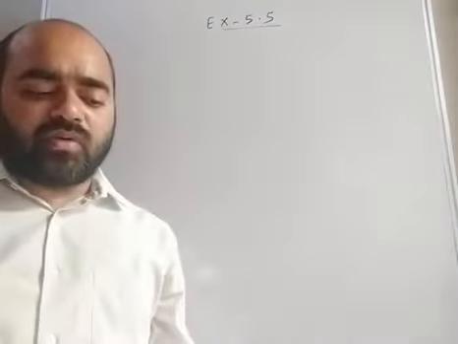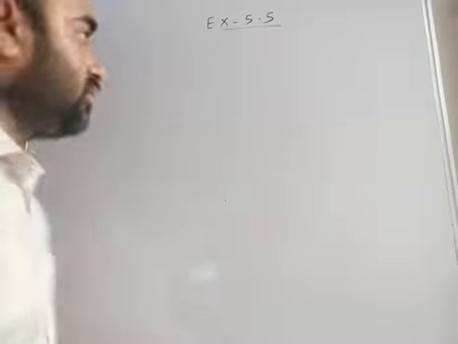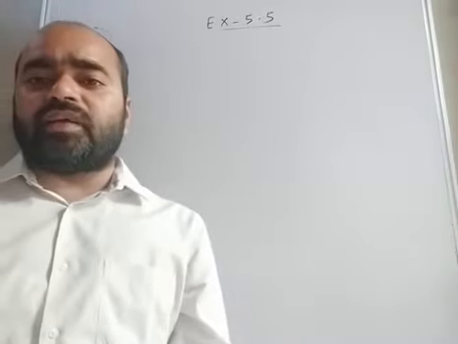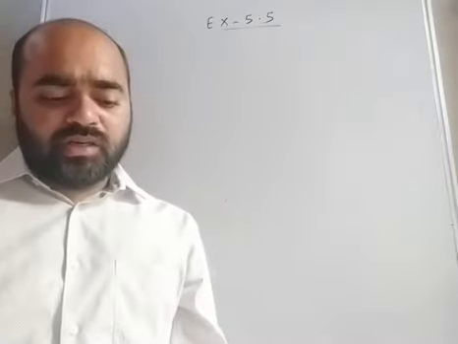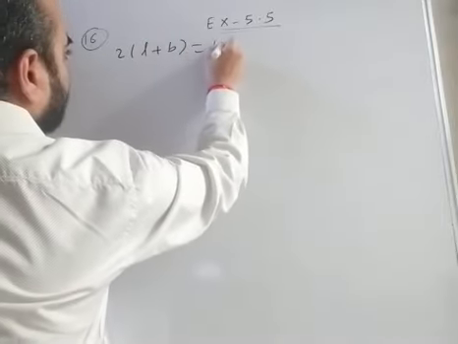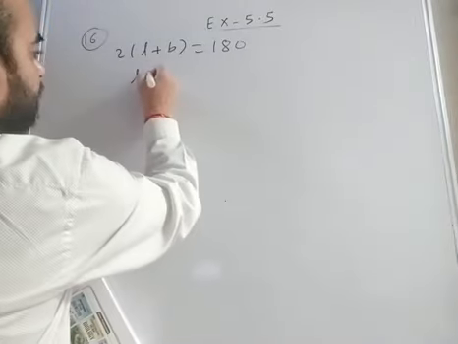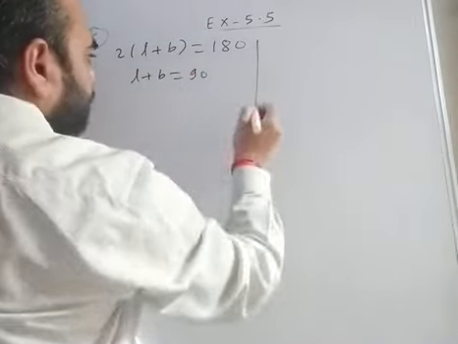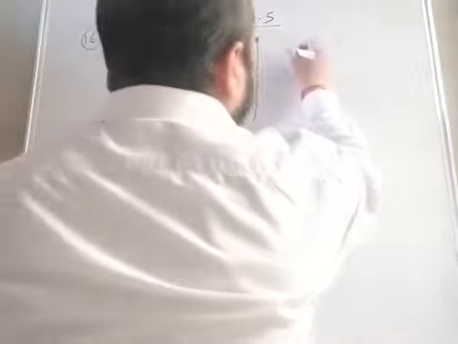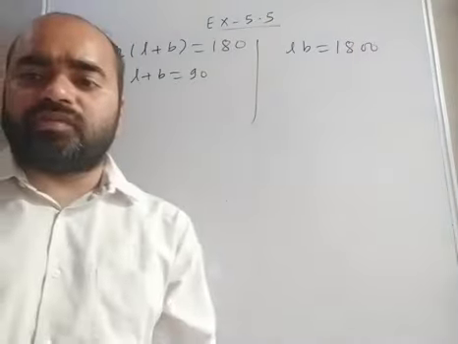Perimeter of a rectangular plot is 180 meter and its area is 1800 meter square. Now what is the perimeter of a rectangle? Perimeter means twice of L plus B. It means twice of (L + B) is equal to 180. Correct? Then L + B will be 90. Clear? And area is 1800 meter square. It means L into B is 1800. Correct? These two equations are given.